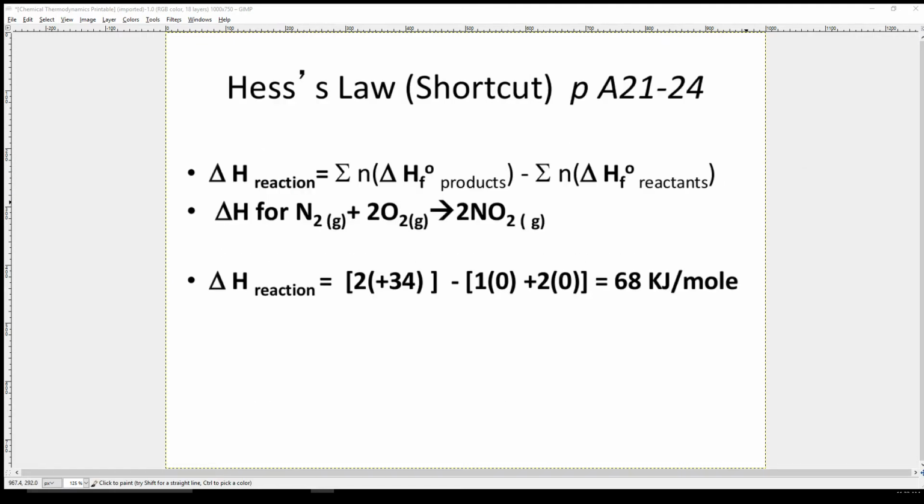So let's see here. If we want to figure out the enthalpy of a reaction, we have the shortcut version, you could say, of Hess's law, which is the sum of the n, what's n? Moles. The sum of the moles of the products minus the sum of the moles of the reactants. And these moles come from the balanced equation coefficients.